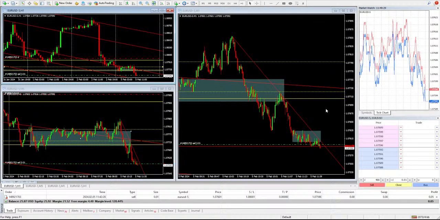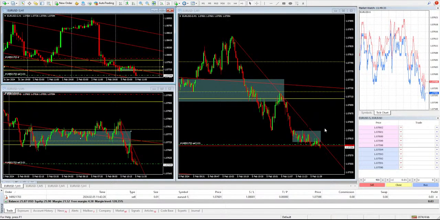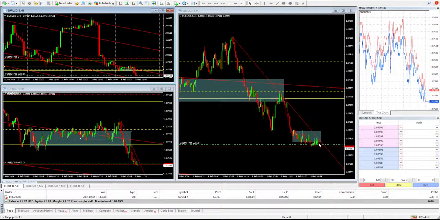So that gives us a much higher chance of success of coming out short than trying to go long and catch a reversal, because more than likely this thing's going to keep going down. And although slow, it is managing to do that. So we'll just give it a little bit longer.